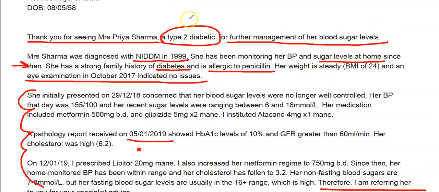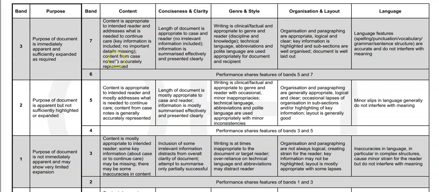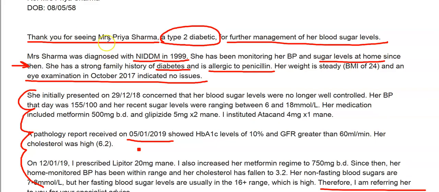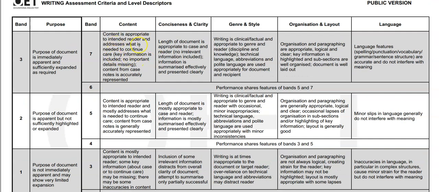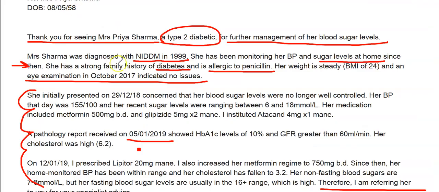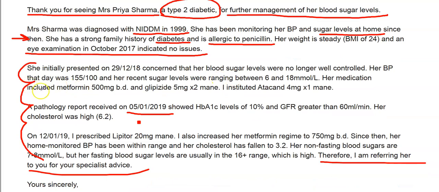Again, if we look at the sample, the purpose is clear and immediately apparent: thanks for seeing for management. In terms of content, it's good because we've got a history paragraph. She's had it since 1999, she monitors her levels at home, family history, weight, etc. Then we've got a chronology. Patient came, I did this. Patient came back, I did that. In view of this, blah blah blah, etc. That's all you need.